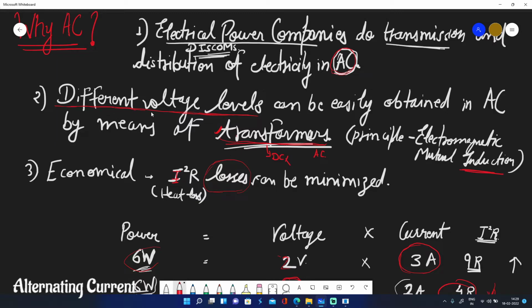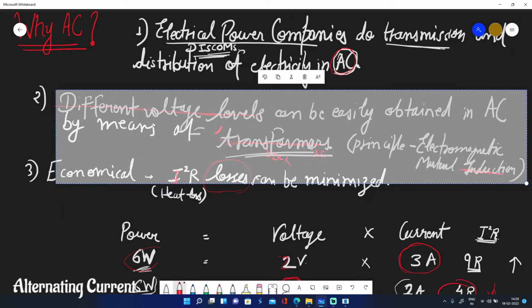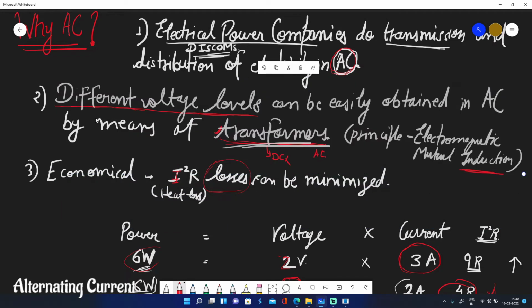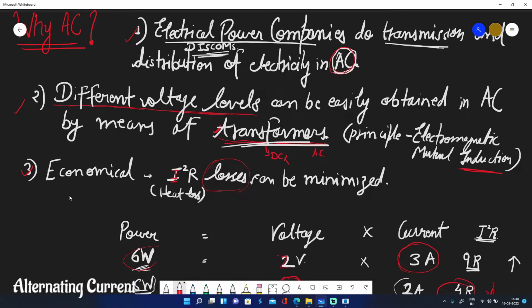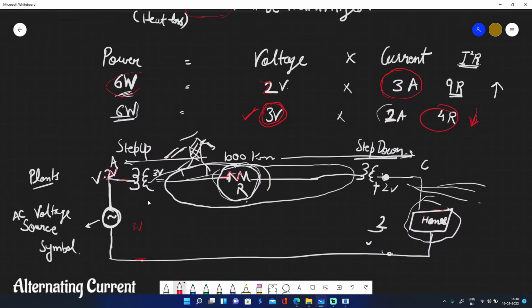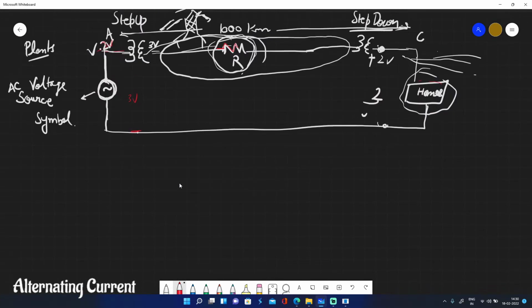So these points are important. You can just note these 3 points, point number 1, 2, and 3, that show why AC is desirable. All said and done, till now we have understood why AC, what AC. This is all about the introduction.